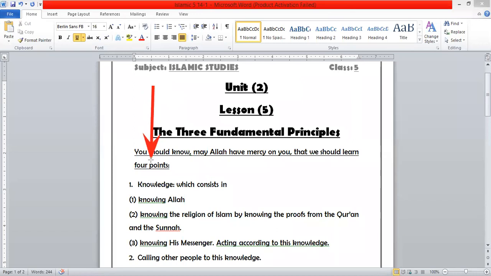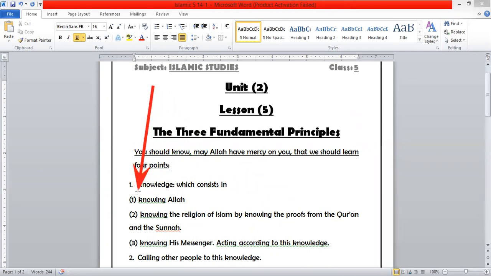As we discussed in the previous worksheets, the four matters. The first one is knowledge, which consists in knowing Allah, knowing the religion of Islam by knowing the proofs from the Quran and the Sunnah, and knowing His messenger, the Prophet Muhammad, peace be upon him, and acting according to this knowledge.